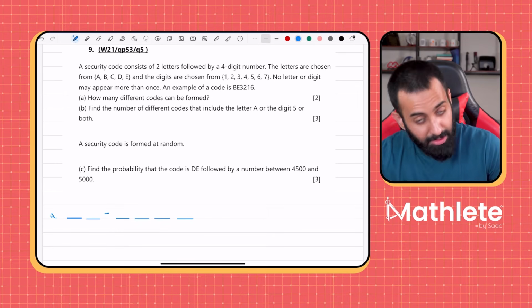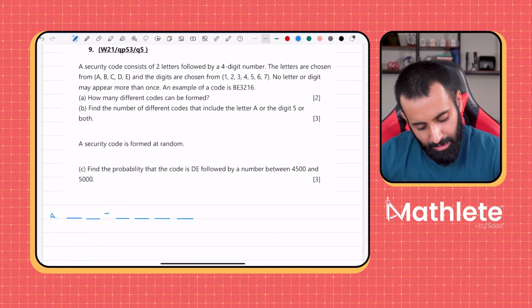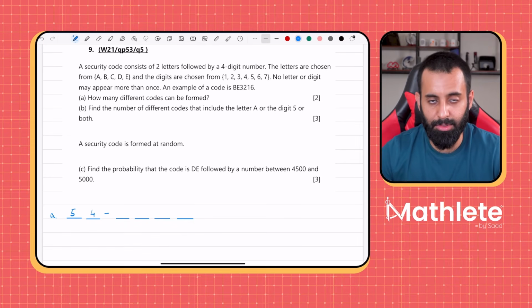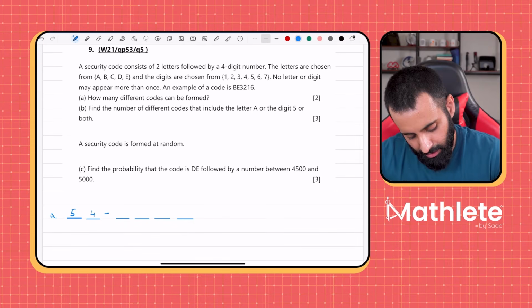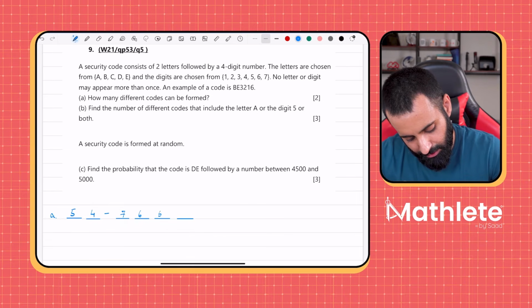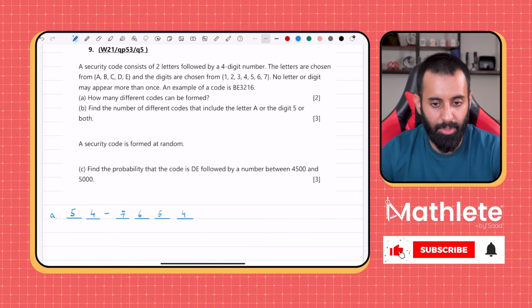So the condition is no letter or digit may be repeated. So that means if in the first place, let's say we have how many letters? We have 5 letters. So we have 5 options to choose from for the first place and 4 options to choose from for the second place. Now, as far as the numbers are concerned, we have 7 options for the first, then 6 for the second, 5 for the third, and 4 for the fourth.